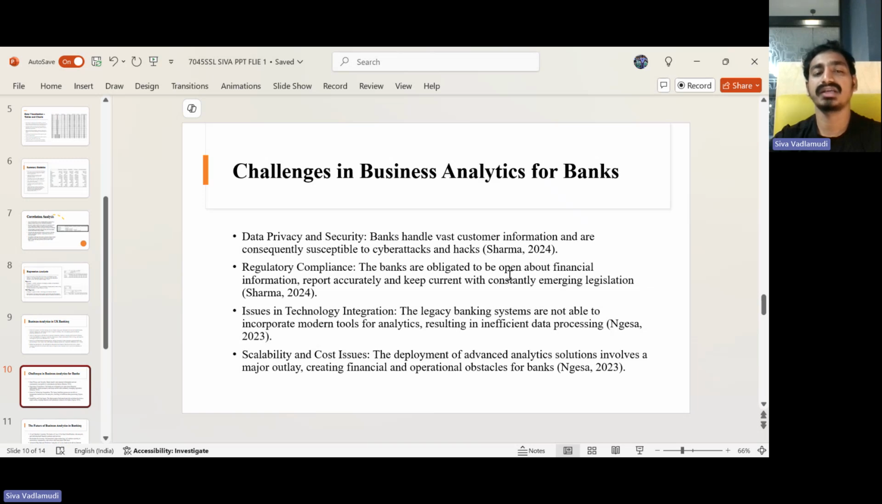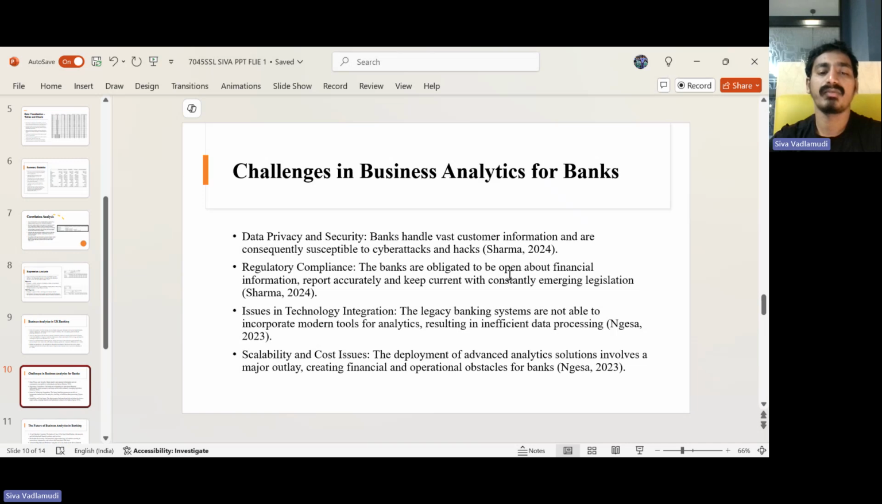Data privacy and security: banks handle customer information, and vulnerability to cyber attacks and hacks is a concern. Banks must regularly comply, publish open financial information reports, and keep current with emerging legislation. On technology integration, legacy banking systems are not able to incorporate modern analysis tools, which results in inefficient data processing.